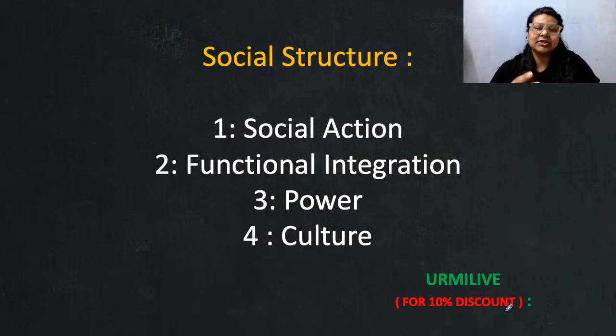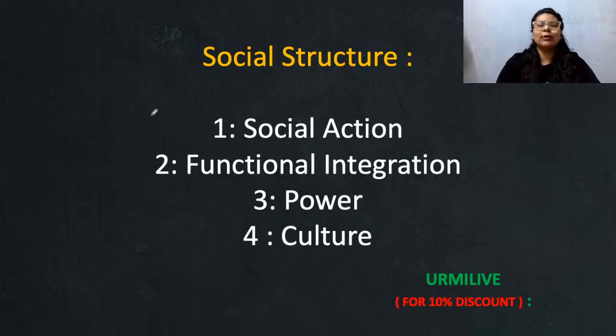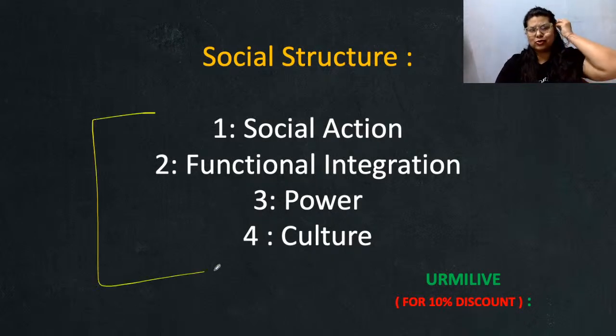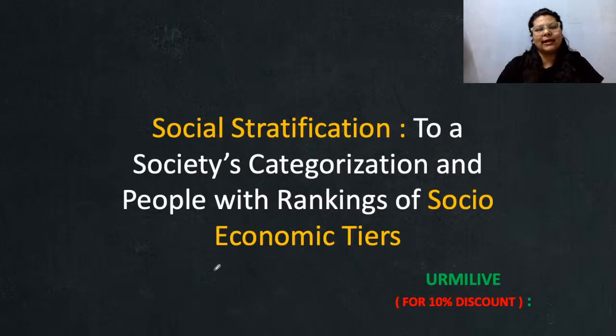Quickly: social action, functional integration, power and culture. These are the four things which are very important and which we are all going to discuss in the later chapters, because in sociology the first chapter has nothing much, it is just a trailer showing what you have to study in the two books. Be ready.